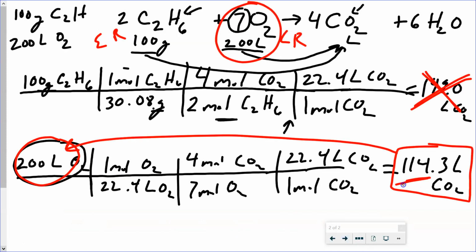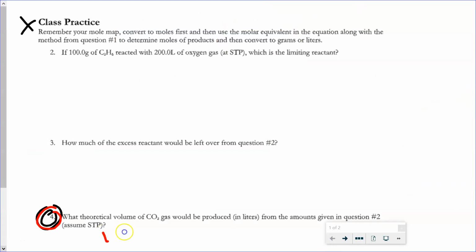We see here that we would produce 114.3 liters of CO2. So that's actually our answer for number 4. All right. We also figured out here which one the limiting reactant is. That's the oxygen gas.